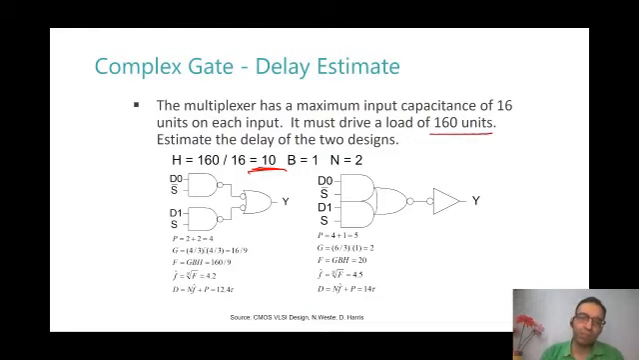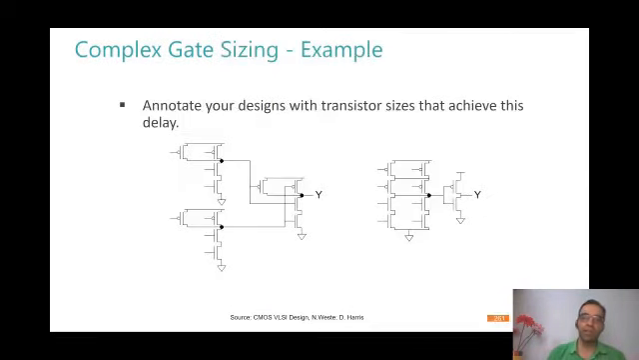Then why are we talking about complex gates? If the delay has increased a little, why are we talking about complex gates? Sir, area reduces very significantly. Area reduces very significantly. And how do we see that?